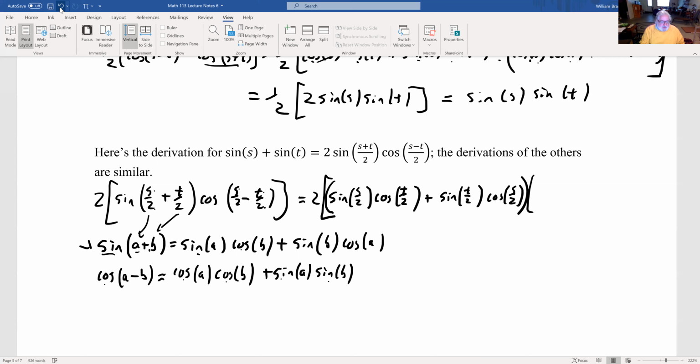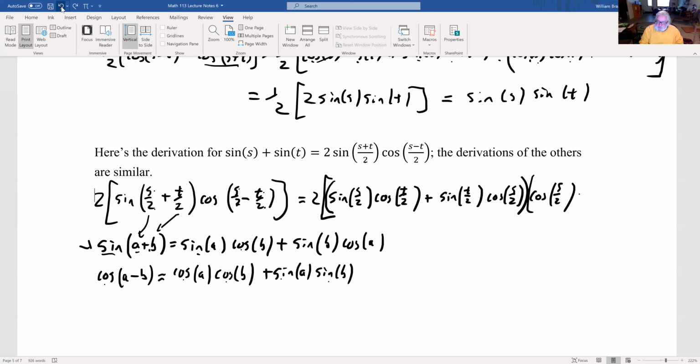So then this will give me cosine of A minus B, cosine of S over 2 minus T over 2 would be cosine of S over 2 times sine of T over 2 plus sine of S over 2. And now I'm running out of room, which kind of sucks. And then times, what am I doing? I ran out of room and I made a mistake. So I'm going to erase all that and rewrite this.